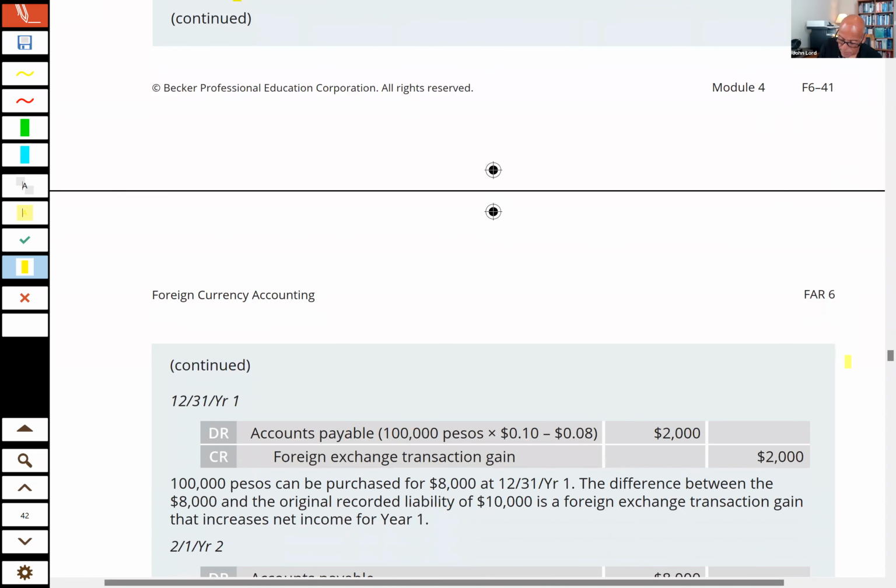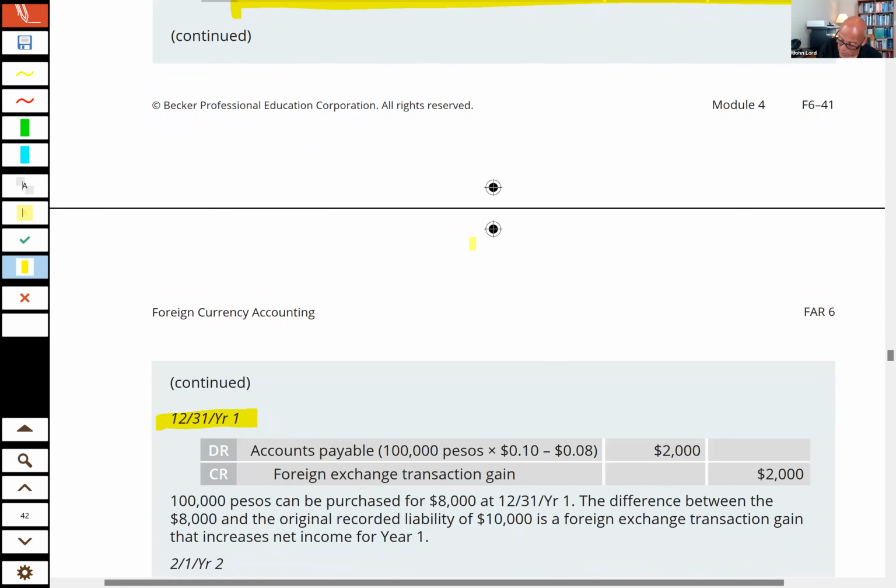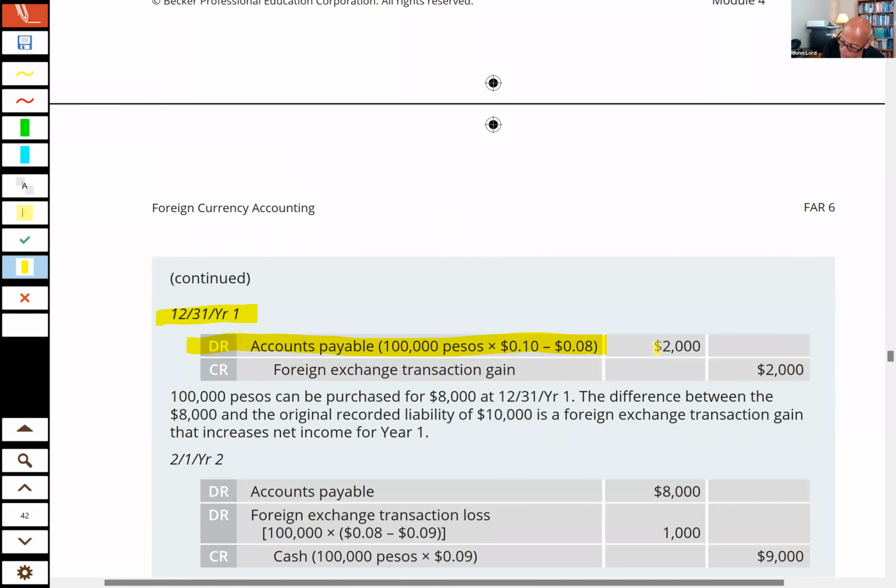Now, what happens? By 12/31, the rate moved, looking back up, from 10 cents to 8 cents. So we only have to give up 8 cents to the peso to settle this. So we've gained, haven't we? We don't have to give up a full 10 cents, only 8 cents. At that point in time, the difference is 2 cents per peso. So 2 cents times 100,000, we debit the accounts payable because we don't have to pay as much in dollars now to settle this. And we have a foreign exchange transaction gain. That gain, guys, has nothing to do with comprehensive income. That is a transaction gain that is reported as part of continuing operations.